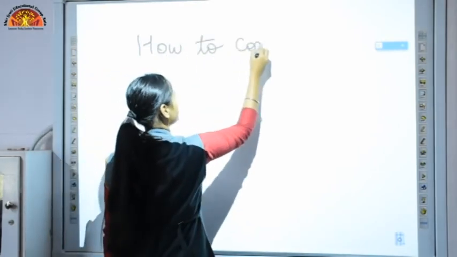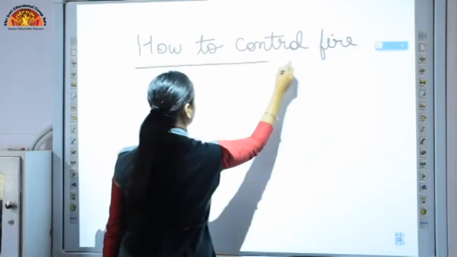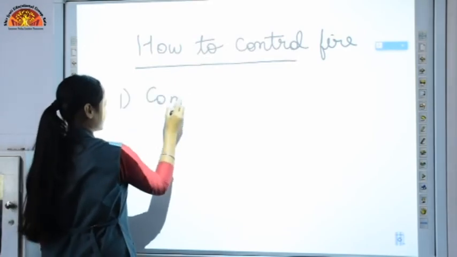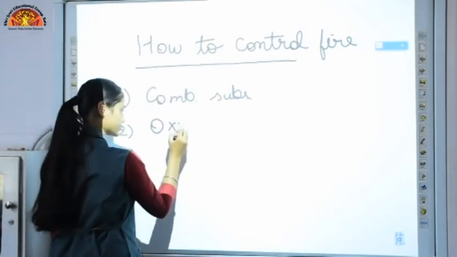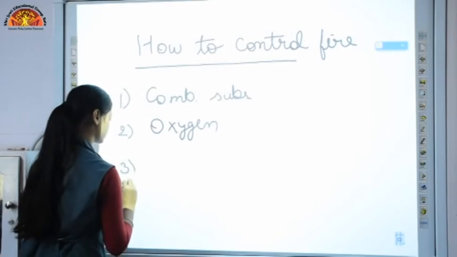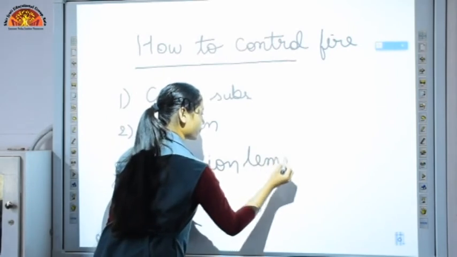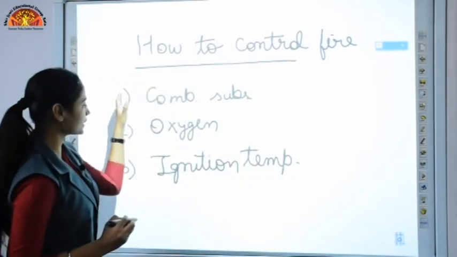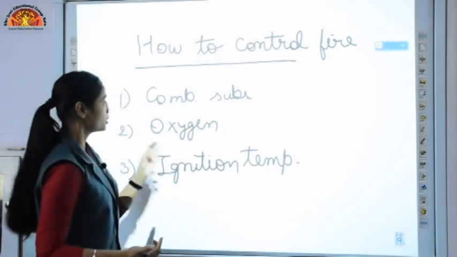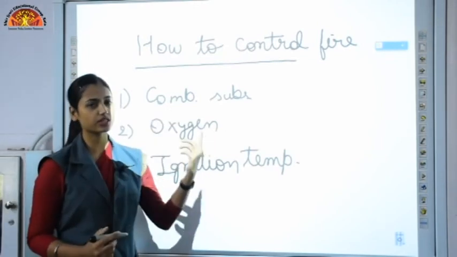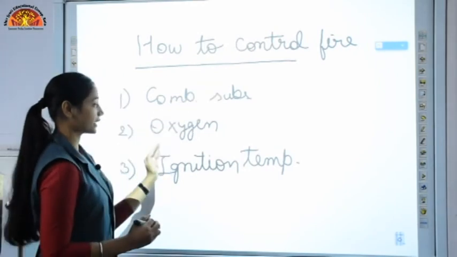Do you remember the conditions which are necessary for combustion? First is, I am writing in short, combustible substance, then second is oxygen, and third requirement is ignition temperature. So out of these three conditions, if we remove any one condition, then there will be no burning, there will be no combustion. So either we can remove combustible substance, which is practically not possible. Now second is oxygen.